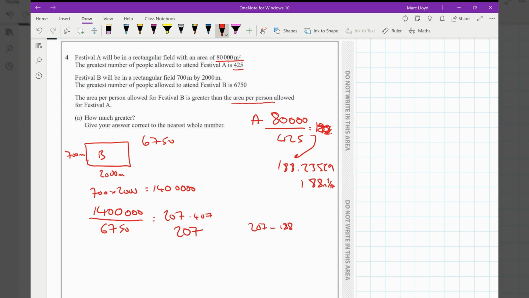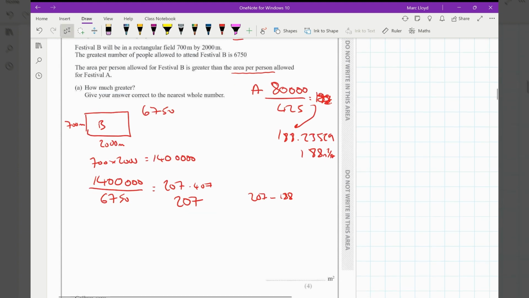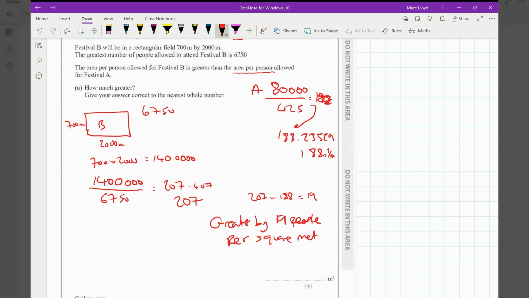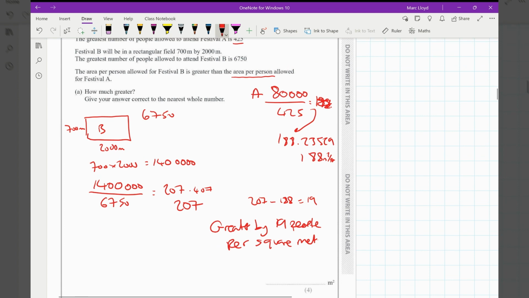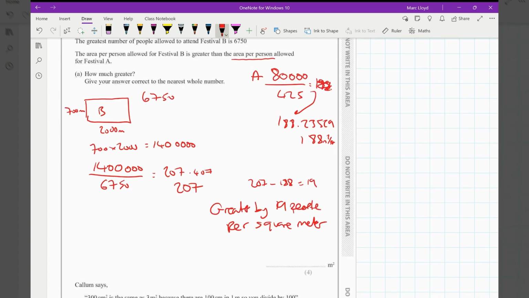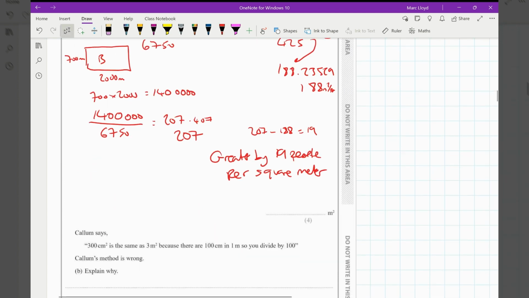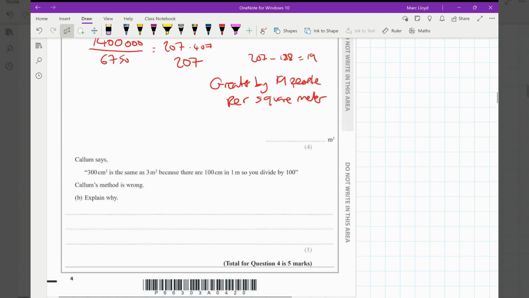And then we do 207, take away 188. So it is greater by 19 square meters per person. Oh, how do you spell meter? ER or RE? Okay, ER. That'll be fine. No one will notice. Maths exam, we get penalised for that.